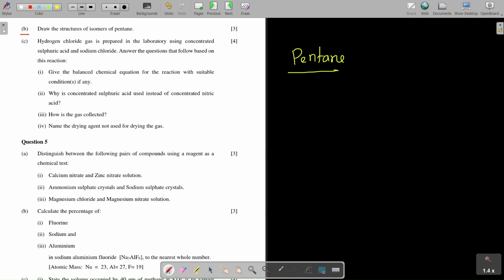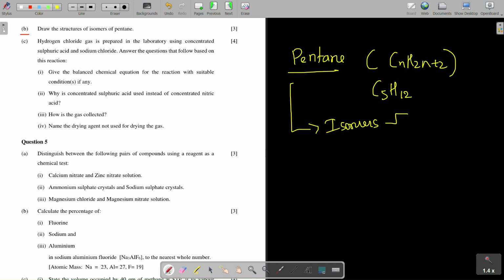Pentane, you can see it ending with "ane", so it should be an alkane. The general formula for alkane is CnH2n+2. Pent means carbon number 5, so C5H(2 into 5, 10 plus 2), C5H12. So, what are isomers?